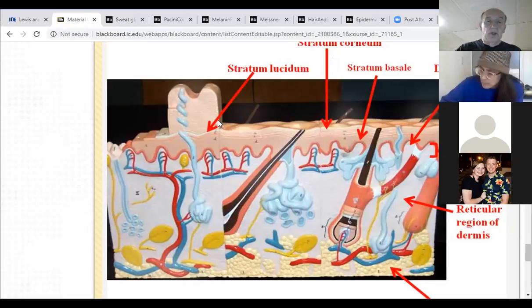The model also points out the stratum lucidum layer. This comes about through a special development of cells in this layer. It's the story of food deprivation, oxygen deprivation, and how the cells respond to this. So to explain these layers and follow that up with a microscope slide, let's go to this last PowerPoint slide here.